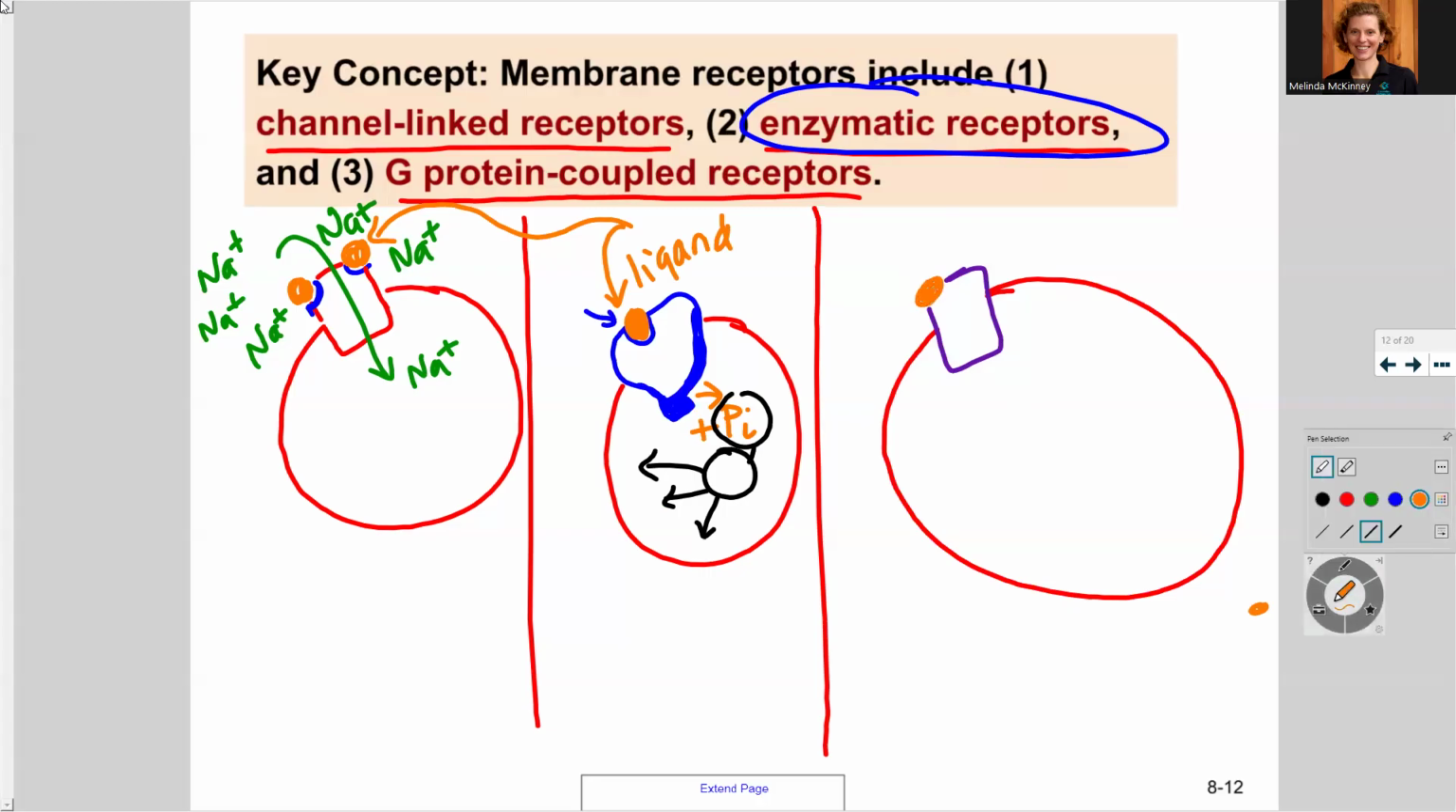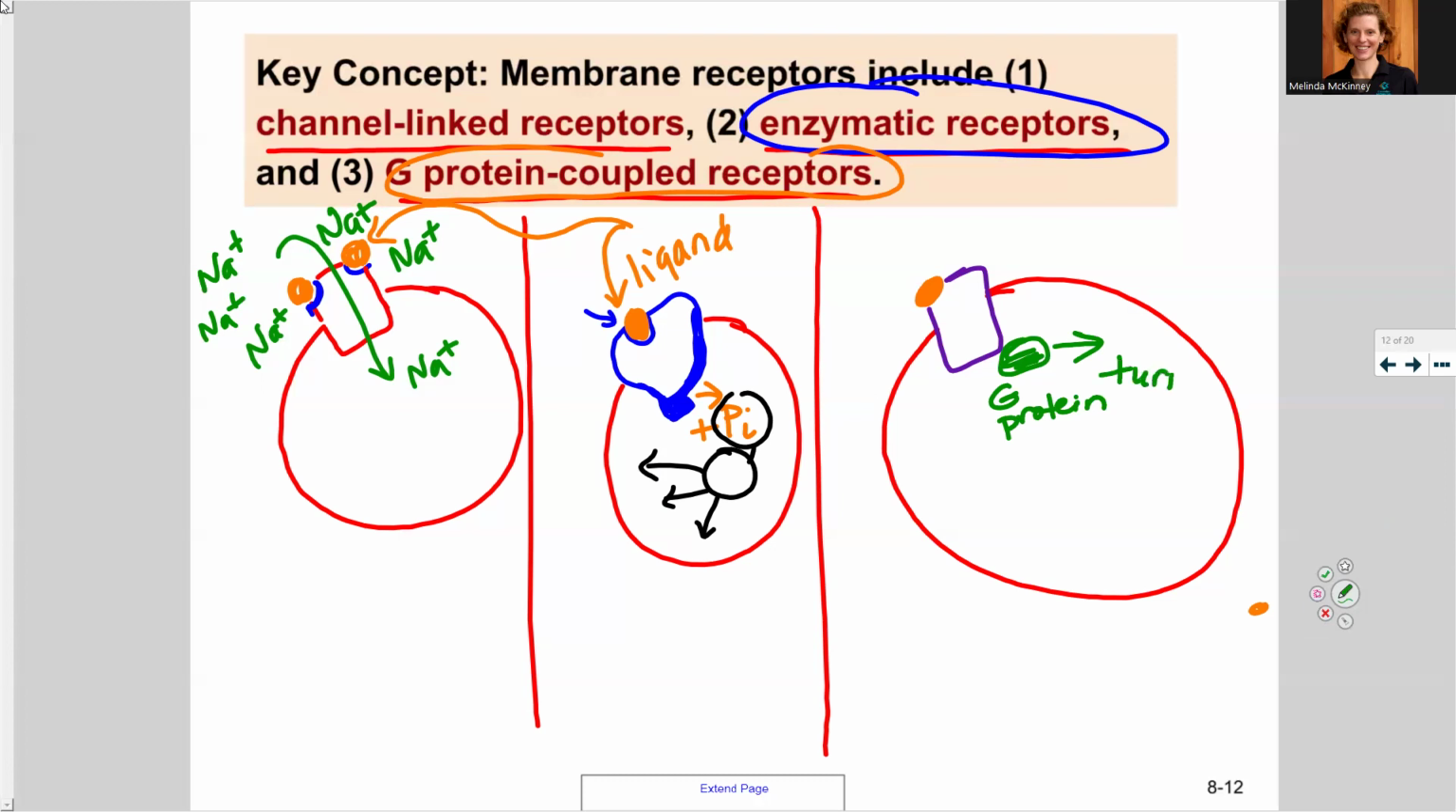Okay, and if this happens to be a G protein coupled receptor, this one, right, then what's going to happen is it's going to trigger or activate a G protein in here, and that G protein often acts like an on switch, and it's going to move into the cell and usually turn something on. So it generally acts like a switch to turn on an activity. And again, G protein coupled receptors are such a common receptor that we're going to give them their own category.